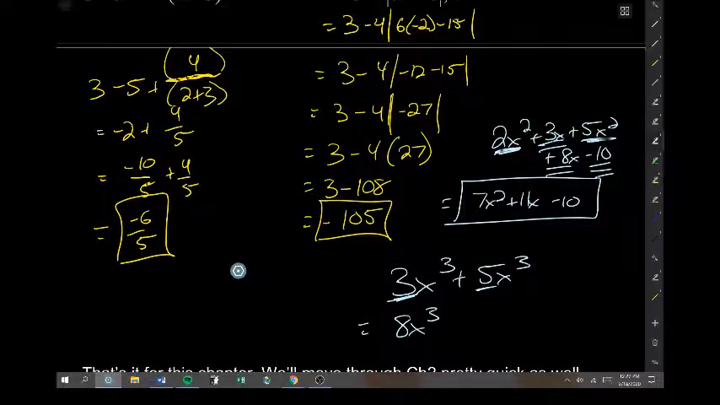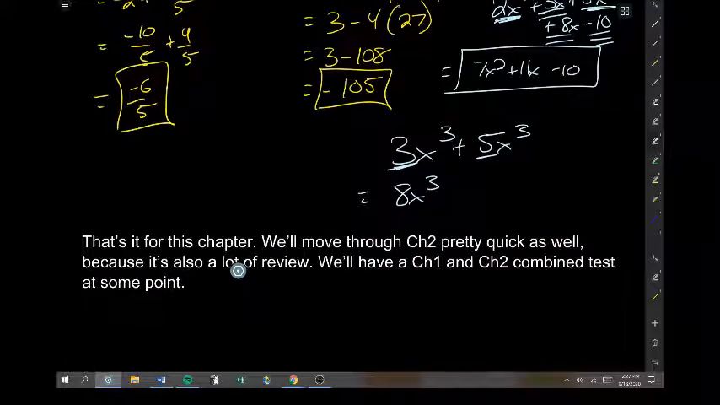Okay, that's all. I was going to talk about adding and subtracting negative numbers, but we should be strong enough with that to not worry about it. That's it for this chapter. We'll do chapter 2 pretty quick as well. It's also a very reviewy chapter. We'll have a test on chapters 1 and 2, and then we'll start moving forward. Thanks. See you next time.